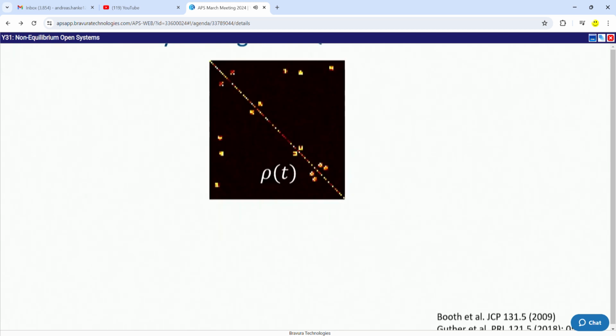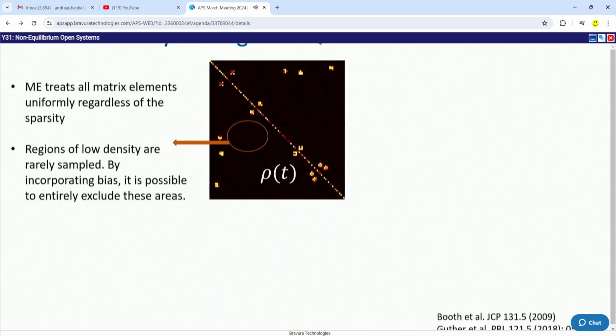To give an intuition for why QMC can circumvent these two major drawbacks, I use an arbitrary sparse density matrix as a representation. Here we have a sparse density matrix, and all of the black regions have very small values, or they could even be zero. Most of the values are concentrated along the diagonal, but we have some off-diagonal coherence. For the master equation, no matter how small the values in the black regions are, you have to treat all of the matrix elements uniformly, regardless of the sparsity.